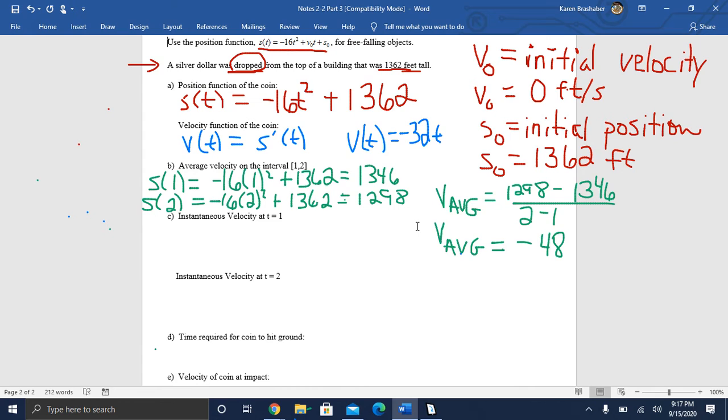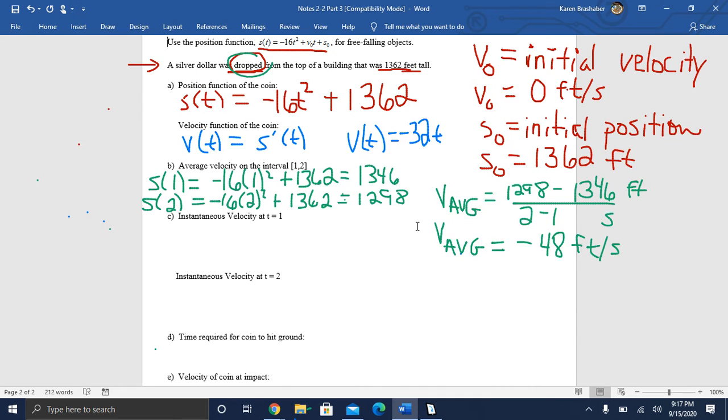And then let's think about the units. So the units of the numerator, those are positions. Those are measured in feet. And if you think about the units in the denominator, those are times. And so it's negative 48 feet per second. And here's where you get the idea of a negative for the velocity. Since the object was dropped, then it's going down, and that negative is an indication of that direction.